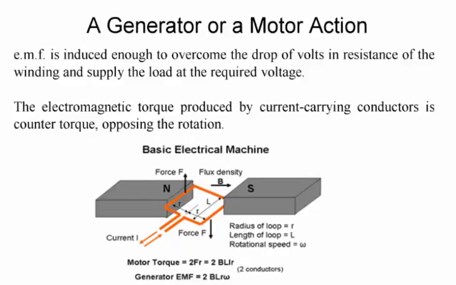So the electromotive force is induced enough to overcome the voltage drop in the resistance of the winding. As current flows through there, there will be a drop because of the resistance. So your EMF will be enough to overcome that and supply the load at the required voltage. The EMF will be low if there is no load. As the load increases, that EMF will also increase. And the electromagnetic torque produced by these current carrying conductors is a counter torque opposing the rotation.